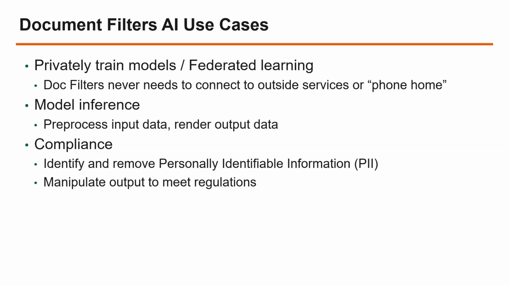Document filters is then great for model inference, as it can be used to pre-process the input data and render the output data all with one toolkit, as well as cut down latency, improving the inference time, which is absolutely vital. Now a topic that isn't discussed enough in AI, but is starting to come more into light, and that's compliance. Doc filters can assist with compliance in all aspects of the AI solution, whether that's removing PII, manipulating the output to meet regulations or privacy, or even branding of files. Document filters can provide the tools needed.